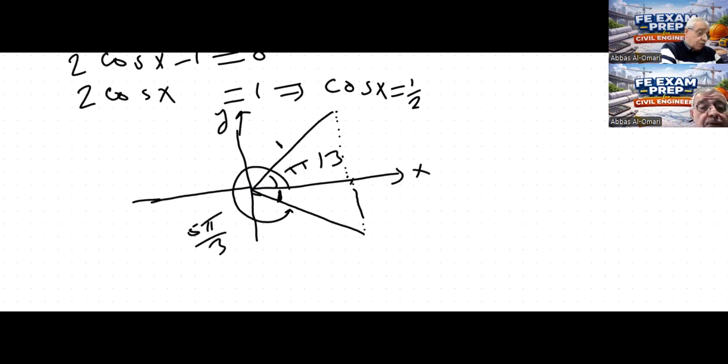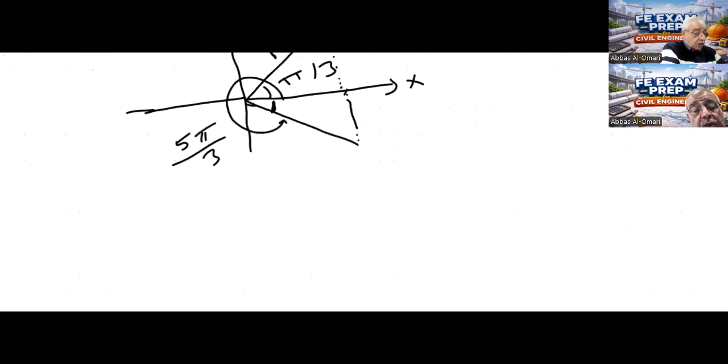So there are two angles, the cosine of which is half, which is pi over 3 and 5 pi over 3. So the first term gives us two answers. First we have x equals pi over 3 and 5 pi over 3.